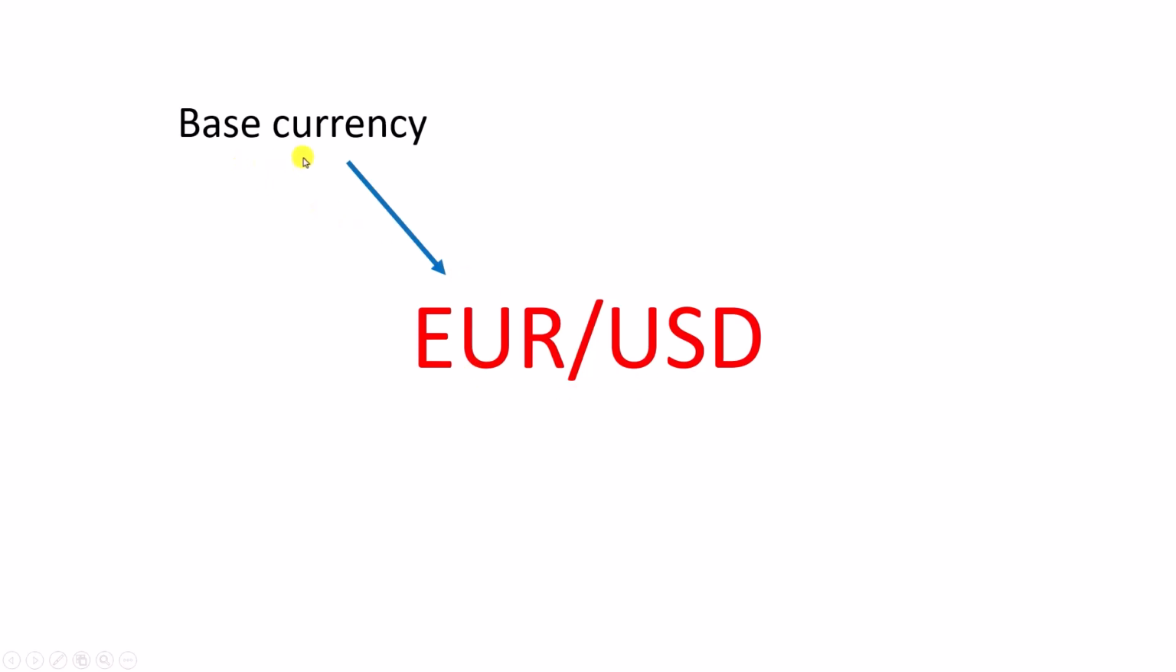The currency that is to the left of this currency pair is called the base currency, and the currency to the right is called the quote currency. So, whatever pair you may see, the currency on the left side will be the base currency, and the currency on the right side will be the quote currency.